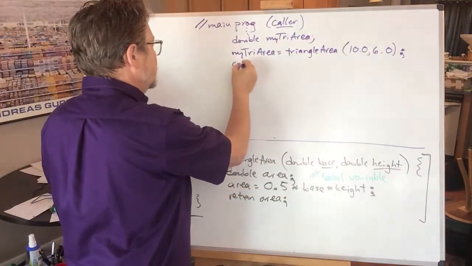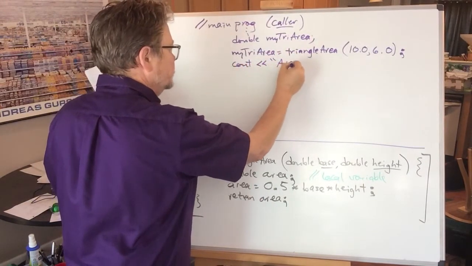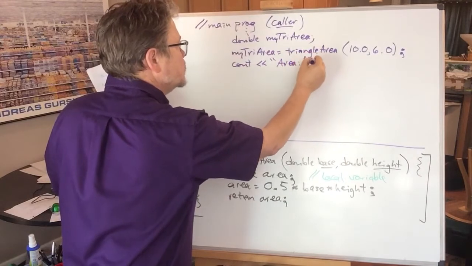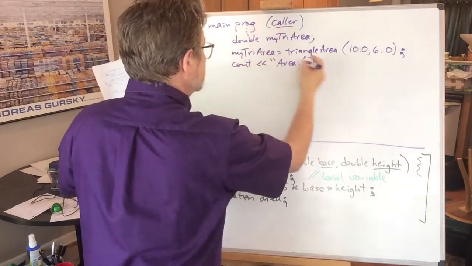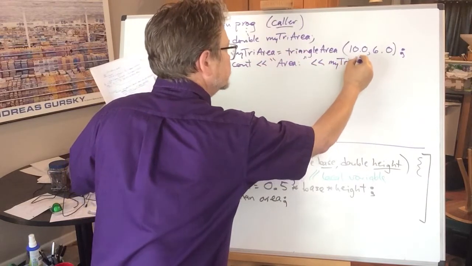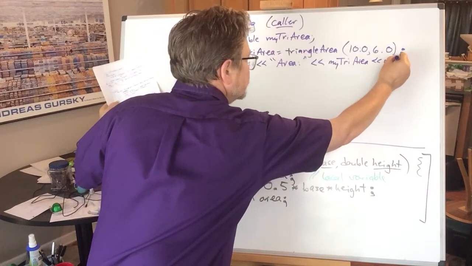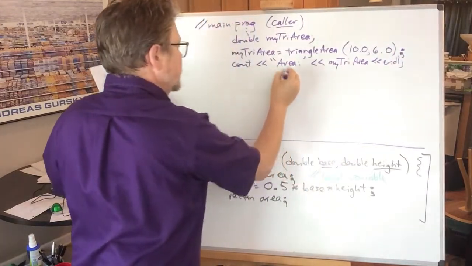And just make sure it did what it ought to. When I get back, I'll print it out. cout, less than, less than, and I'll abbreviate it, just call it area. We know it's a triangle. Close double quote, less than, less than, and then the value of my variable, my try area, endl. And on about our merry way.